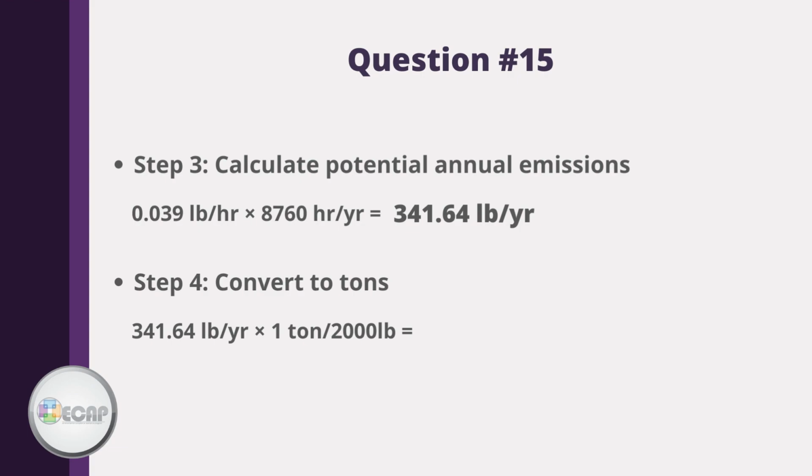We take our 341.64 pounds per year and multiply by 1 ton over 2,000 pounds. Again, we set it up this way so the pounds will cancel out. This gives us our total of 0.17082, and it gives us the units we need in tons per year.